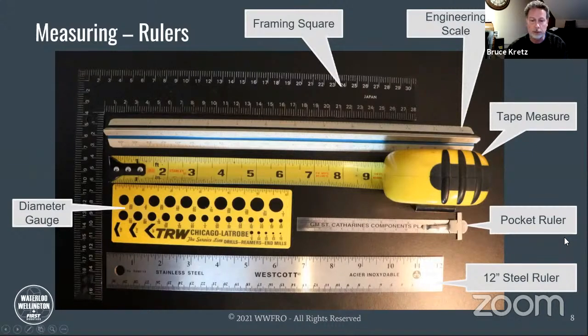Pocket ruler, very often in the pocket of most tool makers and machinists. A steel 12-inch steel ruler is always popular to have around. And here's a handy little diameter gauge for drills. And it has a series of circles that are specific dimensional sizes, in this case, fractional dimensions.